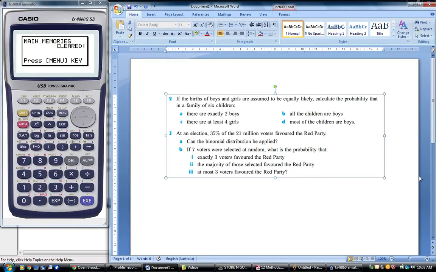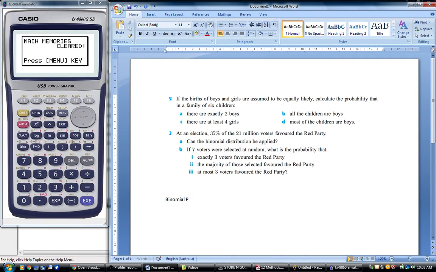Okay, so I'm going to go through here how we can use two different ways when we're using our BPD. Okay, this stands for Binomial Probability Distribution. Okay, so we're just going to look at one example from question 2 and one example from question 3.